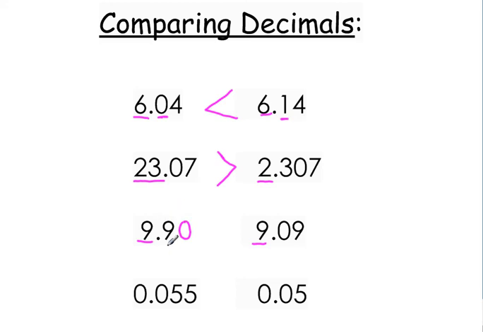And now we compare. Starting just to the right of the decimal, 9 tenths compared to 0 tenths. 9 tenths is greater than 0 tenths, so 9 and 9 tenths is greater than 9 and 9 hundredths.